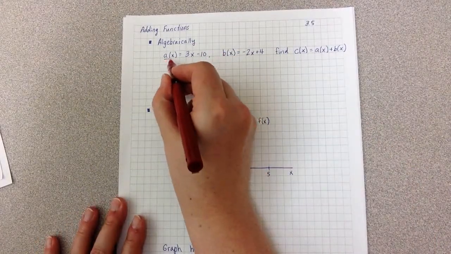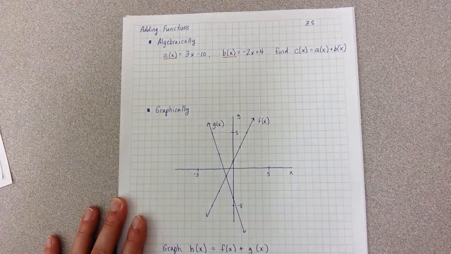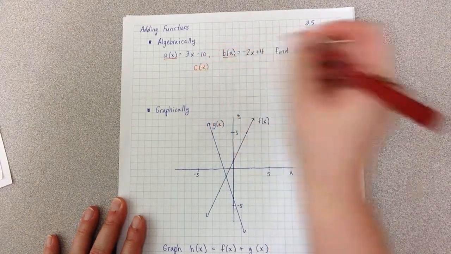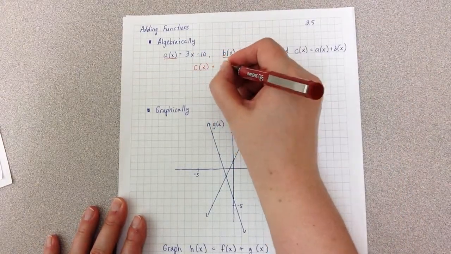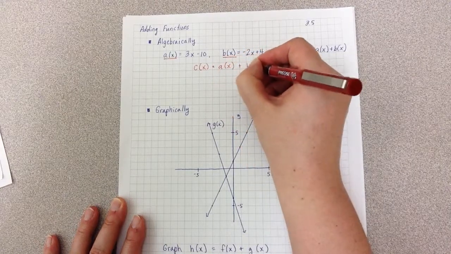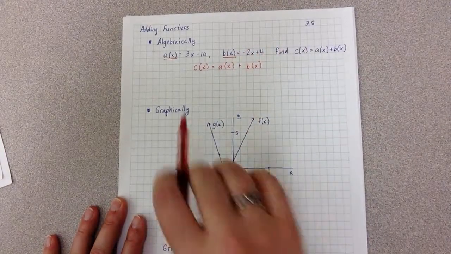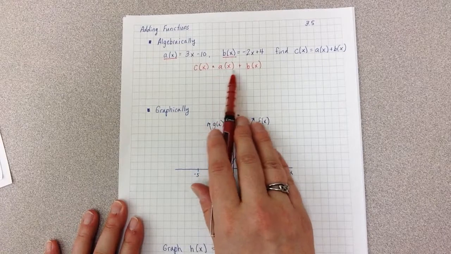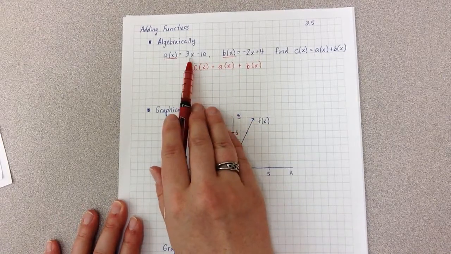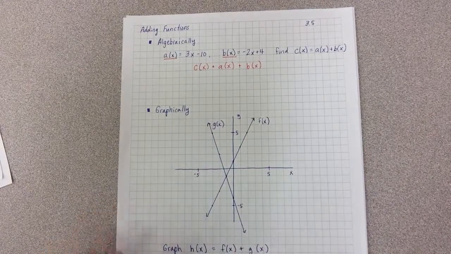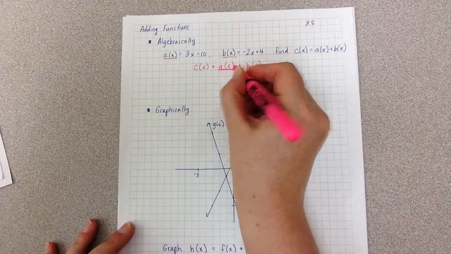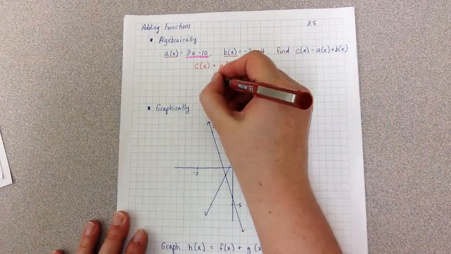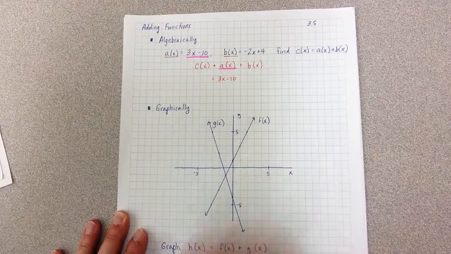So you see here we have an a of x function and a b of x function, and then they tell us that we want this new function, c of x, and that it needs to equal the function a of x plus b of x. So what I'm going to do is substitute, replace a of x with what I know a of x equals. So here is a of x, and here is also a of x. So now I can replace a of x with 3x minus 10.